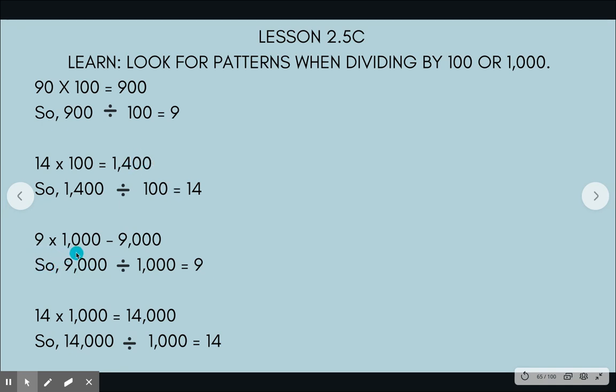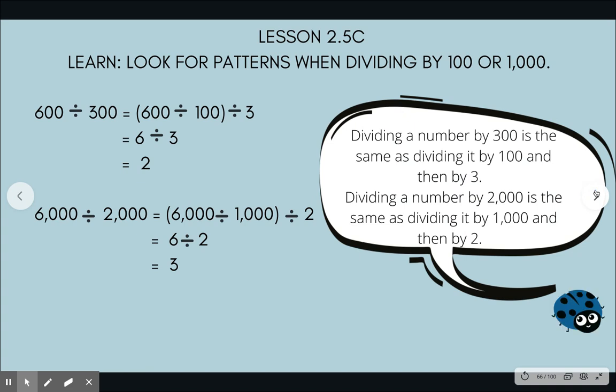9 times 1,000 equals 9,000. So 9,000 divided by 1,000 equals 9. 14 times 1,000 equals 14,000. So 14,000 divided by 1,000 equals 14. This is very similar to the number families you learned about way back in first grade, how dividing and multiplying are related. So dividing a number by 300 is the same as dividing it by 100 and then by 3.